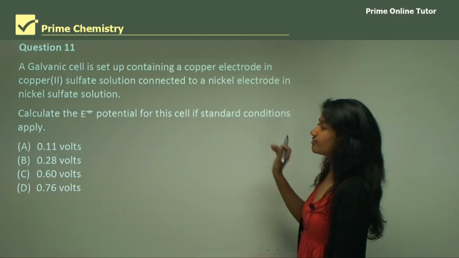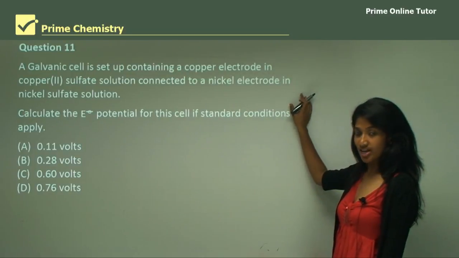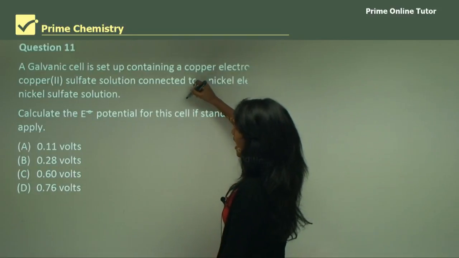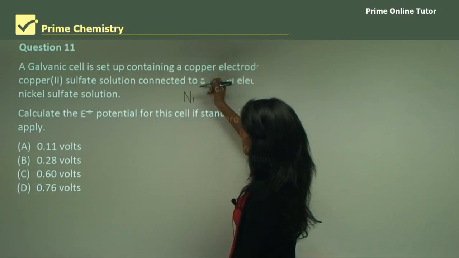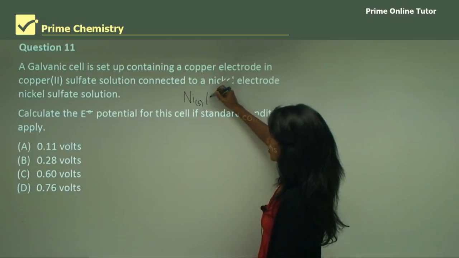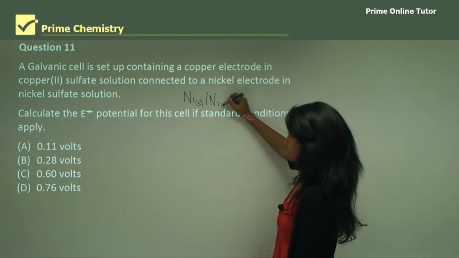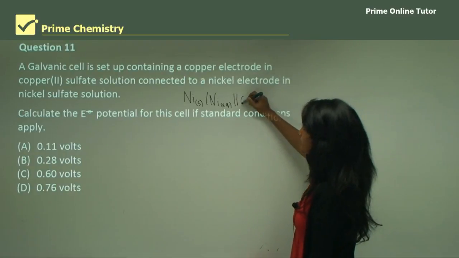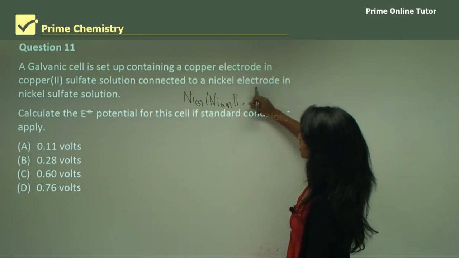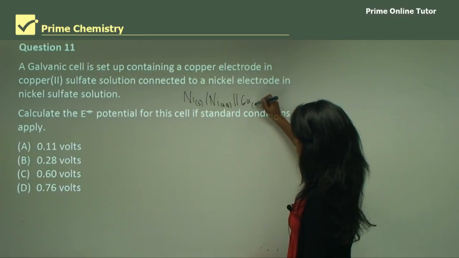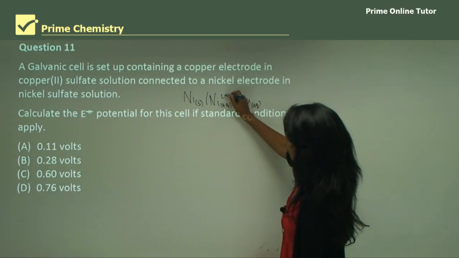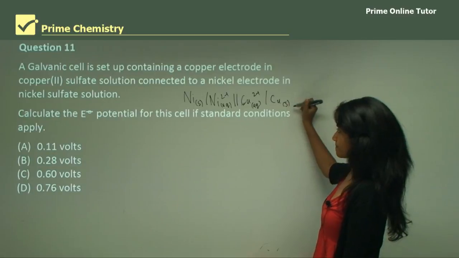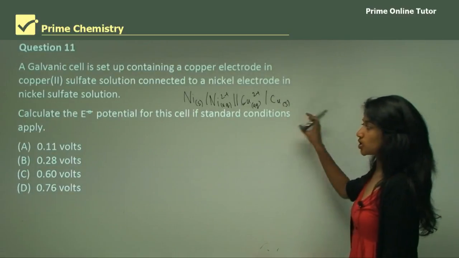Now with this question, first you would write out a shorthand notation of what the cell is going to look like. So for example, we would first have nickel, and we would have the nickel solution, which is the anolyte. And in the second cell, we would have copper, the copper catholyte, along with the copper metal here. So this is what our cell is going to look like.